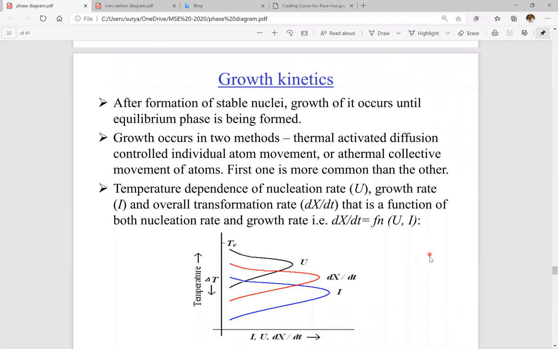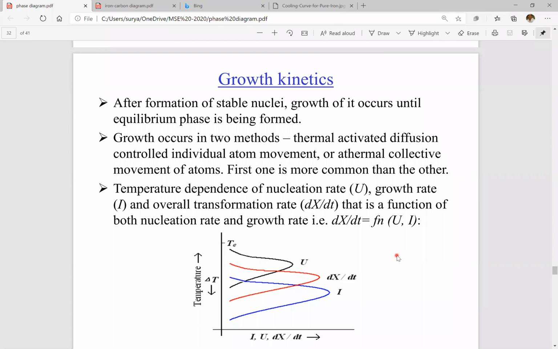What are the growth kinetics? Growth kinetics means that after the formation of the nucleus or nuclei, the growth will occur accordingly with the change in temperature, pressure, or composition. So how the nuclei will grow, that is the growth kinetics.